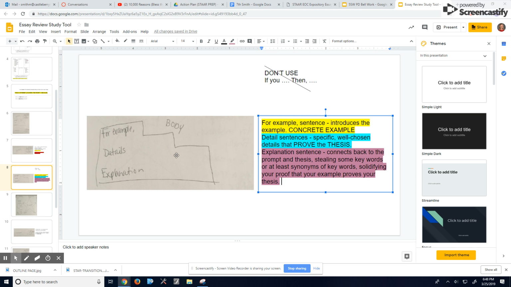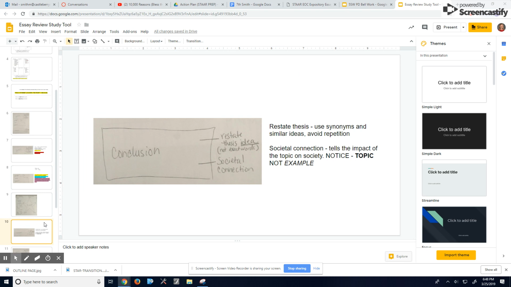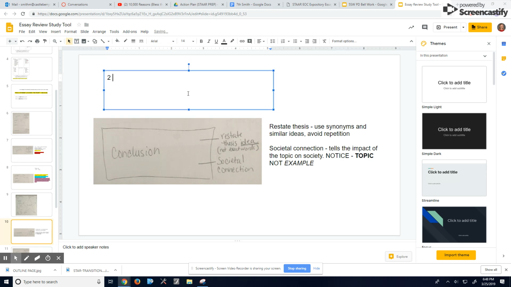Okay. Now, once you're done with the body paragraph, you're almost home. We move on to the conclusion paragraph. Two sentences, guys, okay? You just need two sentences. How many sentences? Two sentences. That's all that you need.